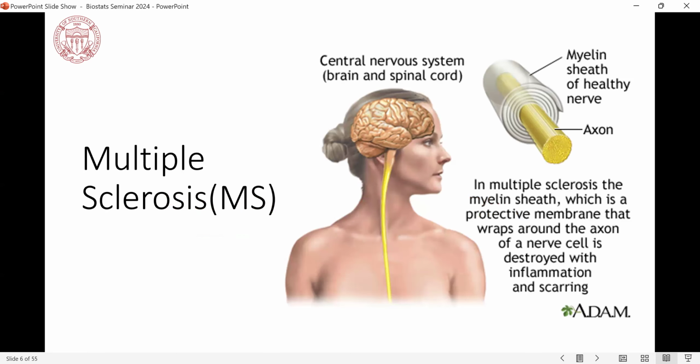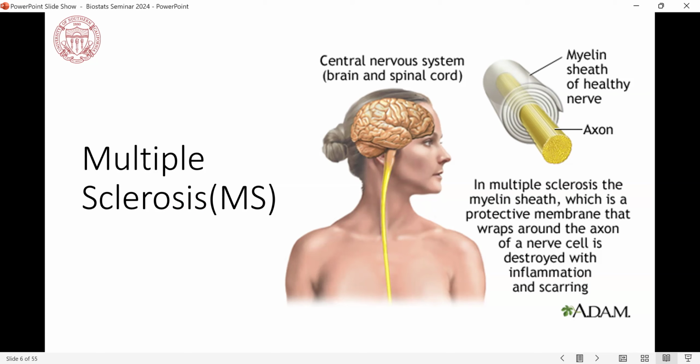Let's first talk about what MS is. Multiple sclerosis is a neurodegenerative disease that comes from an autoimmune attack. For some reason, the person has an overreactive autoimmune system that starts to attack myelin. Myelin is the sheath around the axon, the white matter. When the autoimmune system attacks this sheath, it breaks the track.